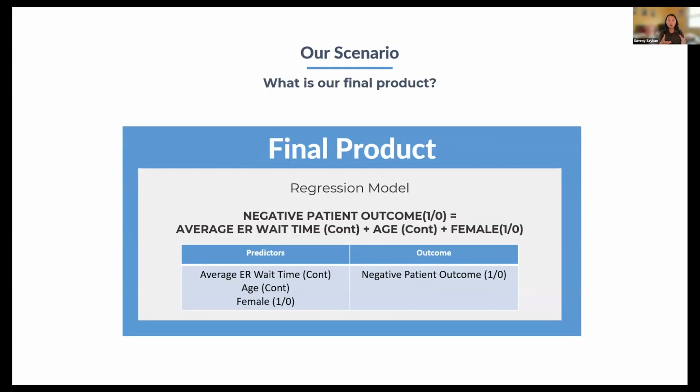So digging more into the final product, I have it listed in two ways here. The first one, I have it listed just all written out, right? We have the outcome here, so that's negative patient outcome, a 1-0 variable, equals average ER wait time, which I label as continuous, age, which is also continuous, and then female, so 1-0. And then we have a table underneath, again, just two different ways to think about the same item, whatever works best for you. So we've got predictors on the left, and then we have the outcome on the right.